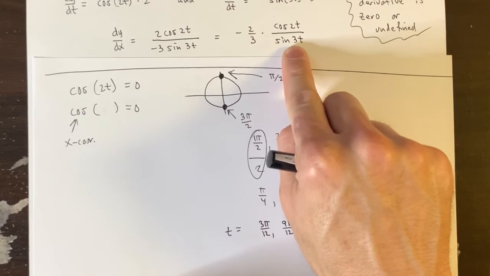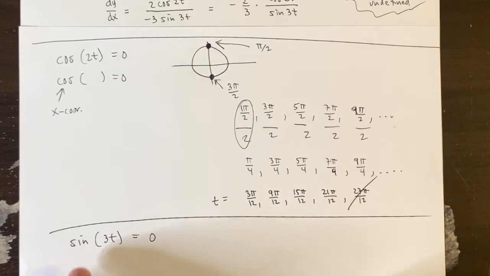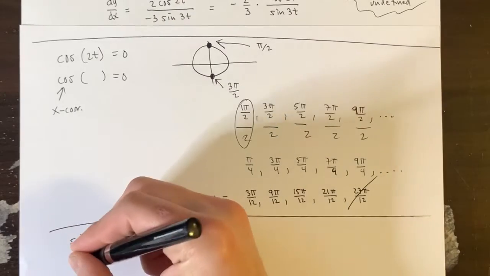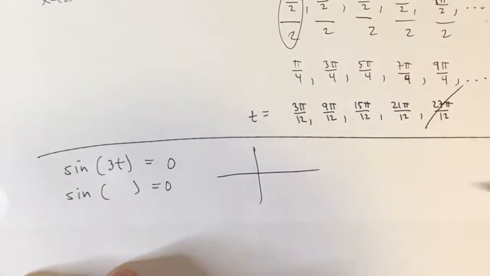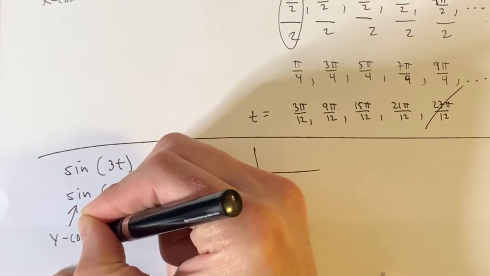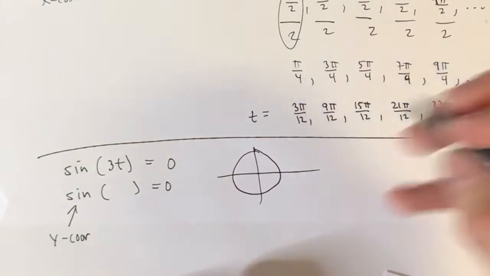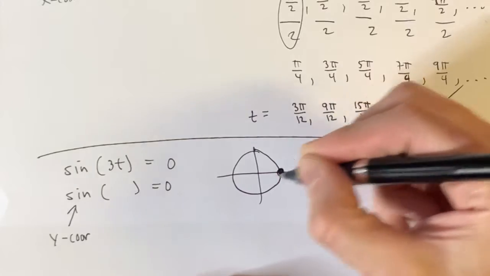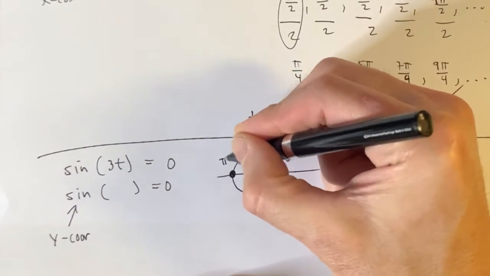Now we have to discuss the denominator, which is sine of 3t. Looking down here, we want sine of 3t to be 0. So I think of it as sine of empty equals 0. Now think of the unit circle, and remember that sine on the unit circle is like the y coordinate. So where on the unit circle do you have a y coordinate of 0? Right here and right there, where this is 0 and this is pi.